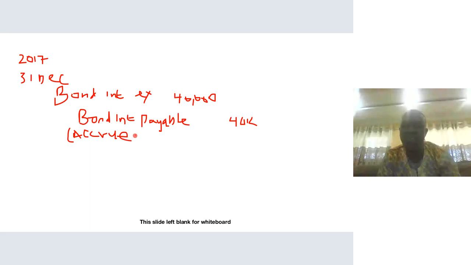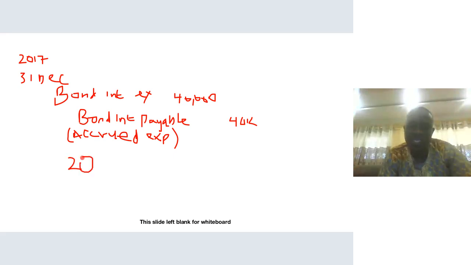But if you pay this, we'll have cash or bank, depending on where the money was paid. So that is the entry that is expected to be made. So you can go on until 31st December, at the expiry period of the bond. Remember, this bond was issued in 2017.